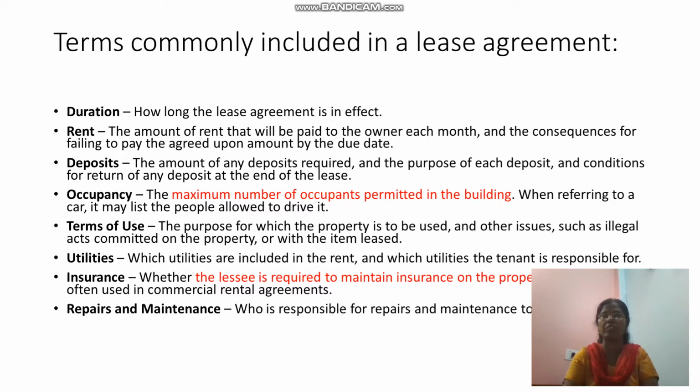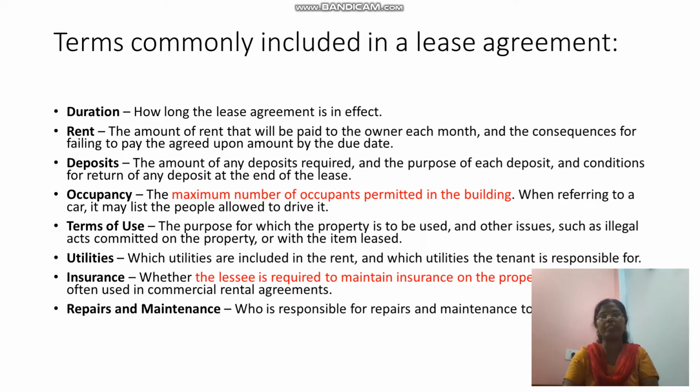That is also specified. Then occupancy: the maximum number of occupants permitted in the building. In case of a car, how many persons are allowed to drive the car? That is called occupancy. Terms of use: the purpose for which the property is to be used. Suppose it is asked for a commercial purpose, then it will be used for commercial. Suppose it is for any other purpose, only that purpose we should use it for. Apart from the purpose specified in the lease agreement, it cannot be used.